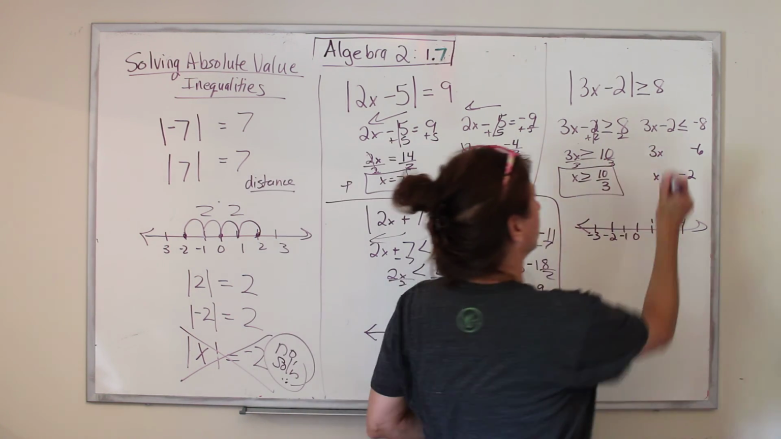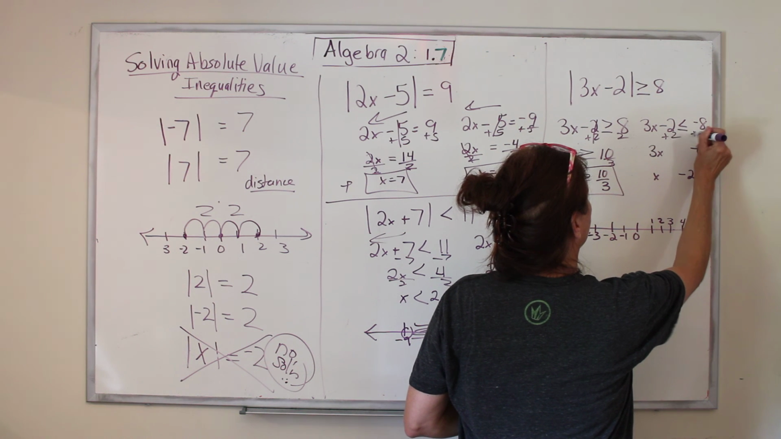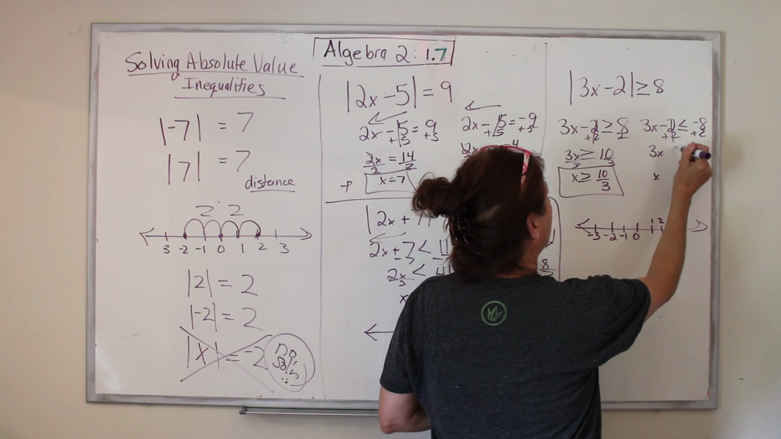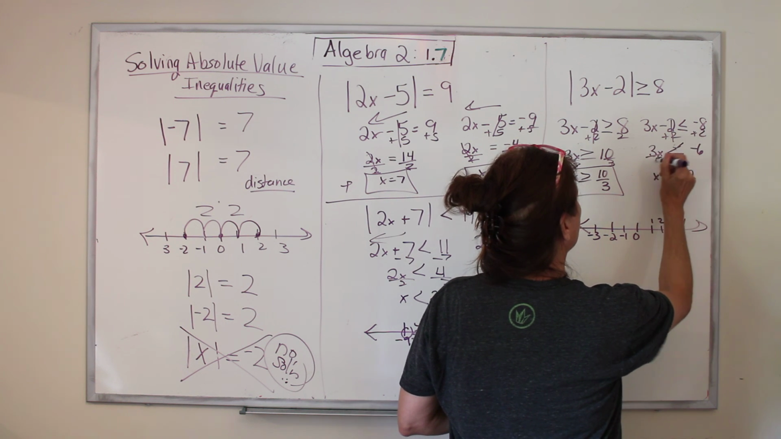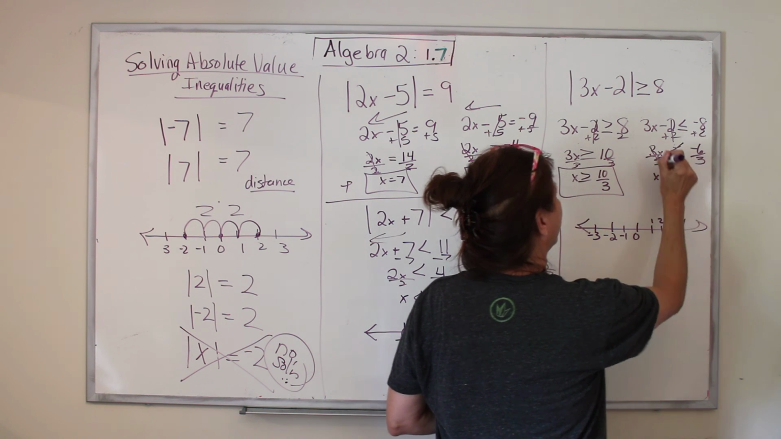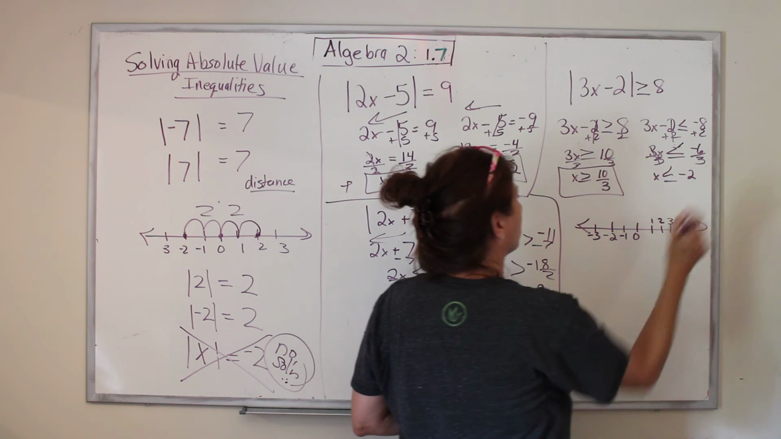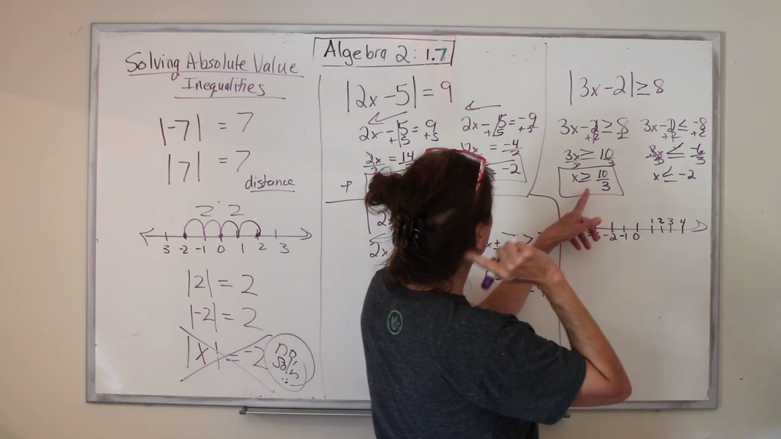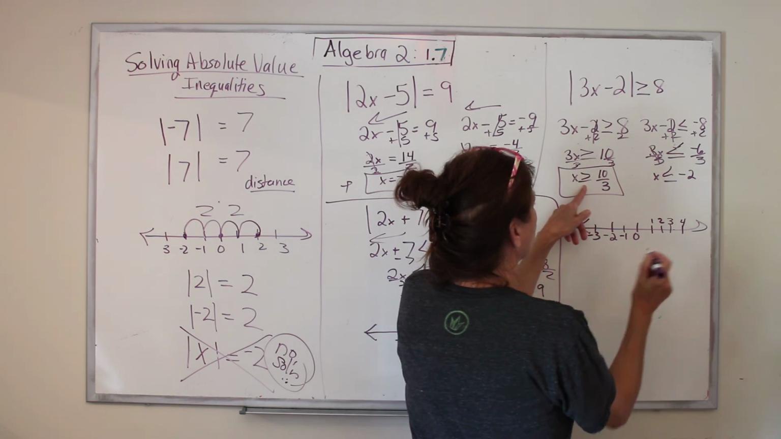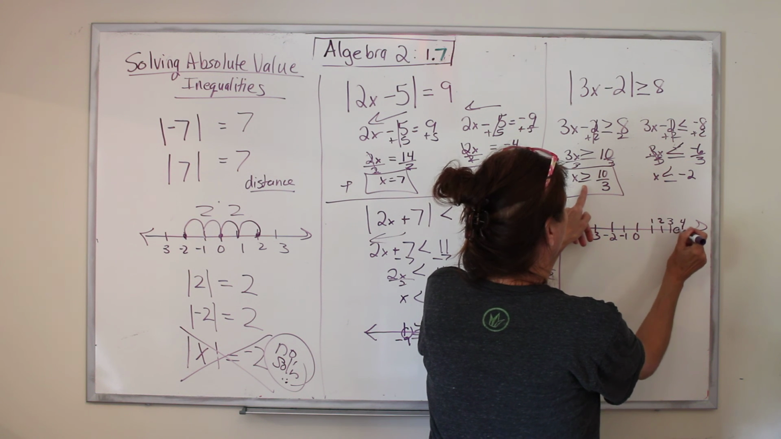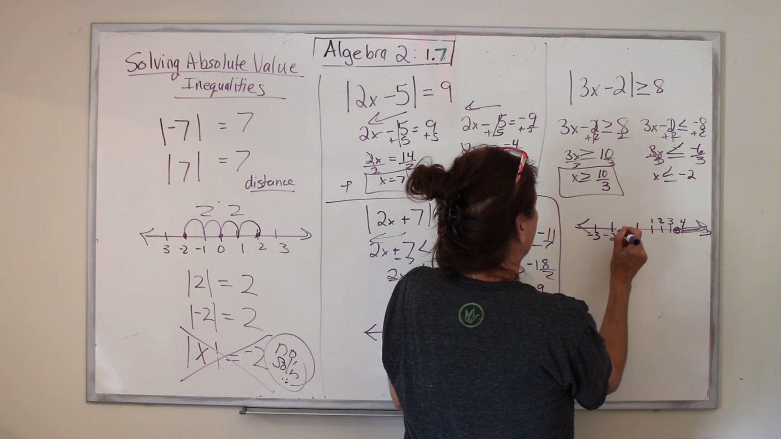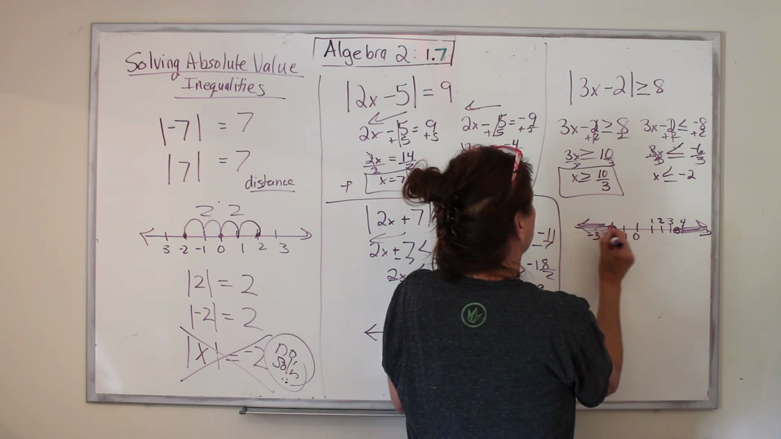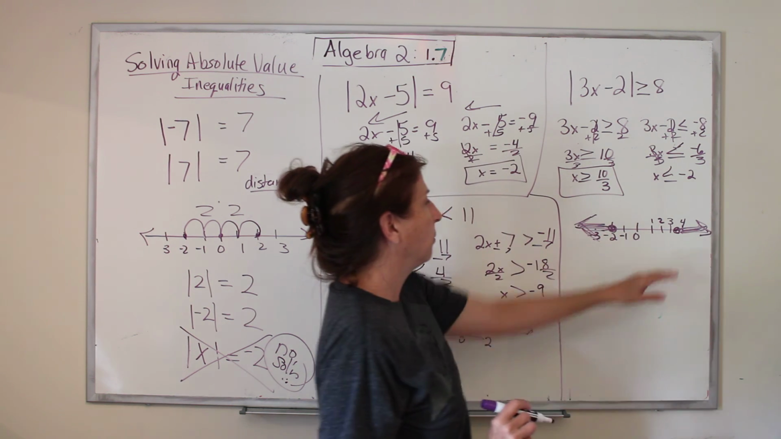Okay, let's try this one. Plus 2, those cancel out. Do we flip it? No, because those were plus 2's. Divide by 3, divide by 3. Do we flip it? No, because those are positive 3's. So now to graph this one, we have x is greater than or equal to 10 thirds, and x is less than or equal to negative 2. So this is the situation where it's the ends.